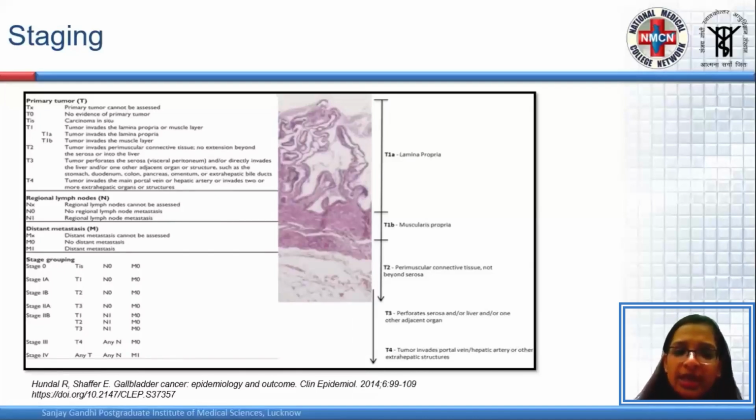Coming to the M staging, M0 is no distant metastasis, and M1 is distant metastasis. If we come to the stage grouping, stage 1, which includes 1A and 1B, is T1, T2 with N0 and M0. Similarly, 2A is T3, N0, M0. Stage 2B is T1, T2, T3 with N1. Stage 3 is T4, any N, and stage 4 is M1, any T, any N.